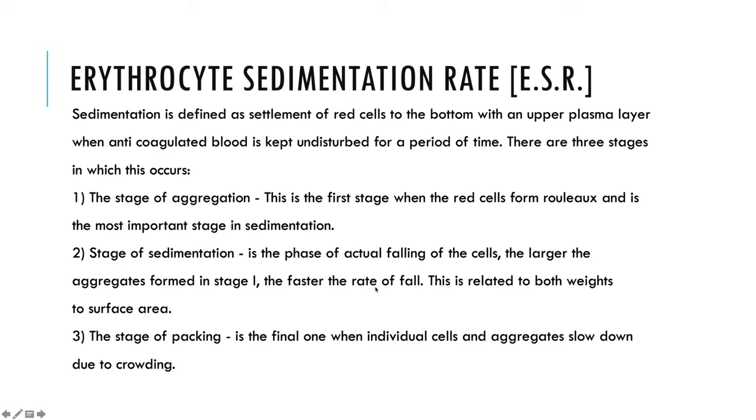This is actually defined as the settlement of RBCs at the bottom with an upper plasma layer with anticoagulated blood when it is kept undisturbed for a long period of time. That is mainly the settlement of RBC at the bottom with upper plasma layer of blood when it is kept undisturbed for a period of time. There are total 3 stages.